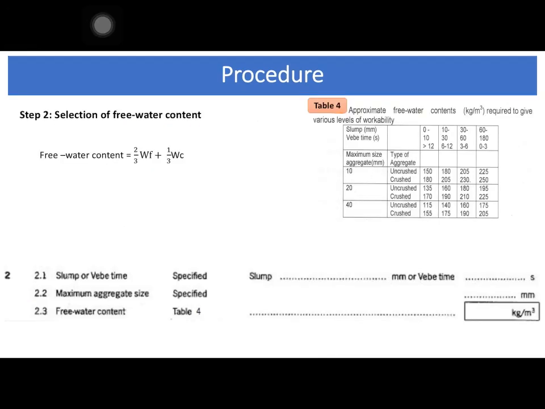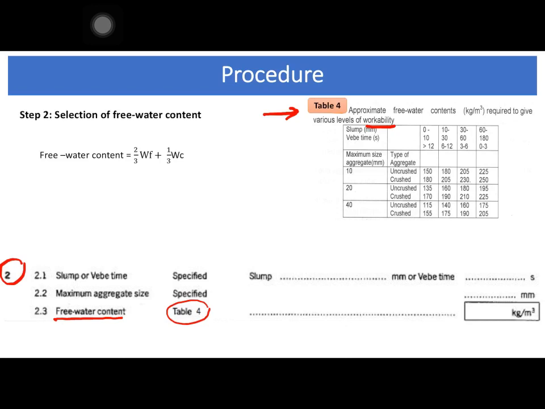Next stage is stage number 2. Stage number 2, we want to determine the free water content. Here, for free water content, we need to refer to table 4. So this is the table 4. Table 4, approximate free water content required to give various levels of workability. So definitely the water content influences workability a lot.